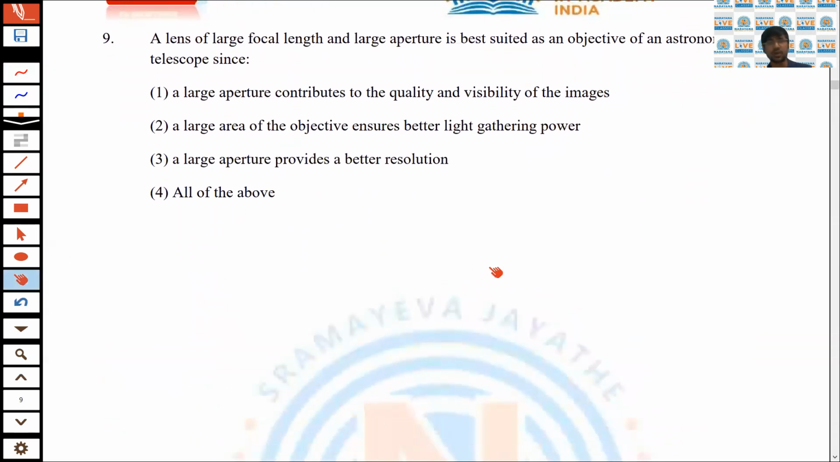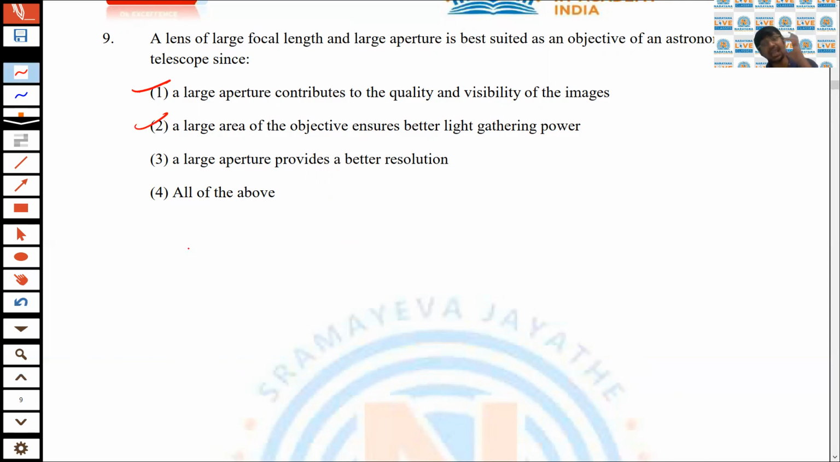A lens of large focal length and large aperture is best suited as an objective of an astronomical telescope since, see, a large objective implies that a large amount of light energy, or a large intensity, is coming inside the telescope, which makes the image quality better and increases the brightness of the image, which makes the first option and the second option correct.